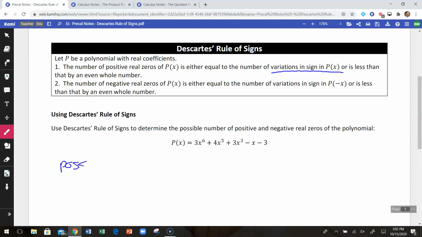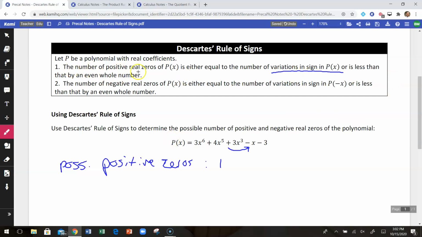So the possible number of positive real zeros in this case would be how many times it varies in sign. So I'm gonna follow through here. It's positive, it's still positive, then it goes to negative, and then it stays negative. So there's only one sign change, and therefore there's only a possibility of one positive real zero.